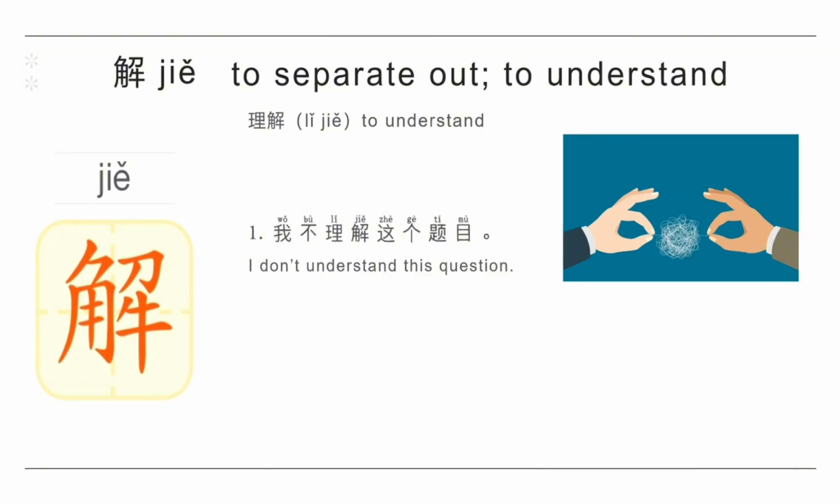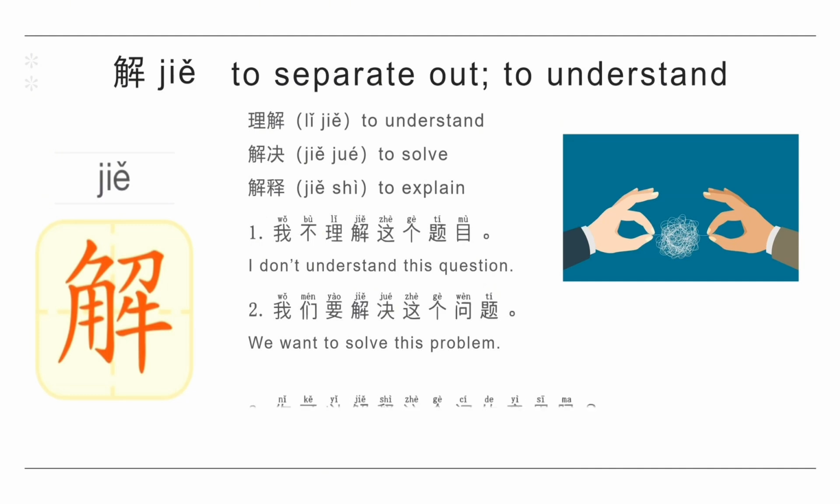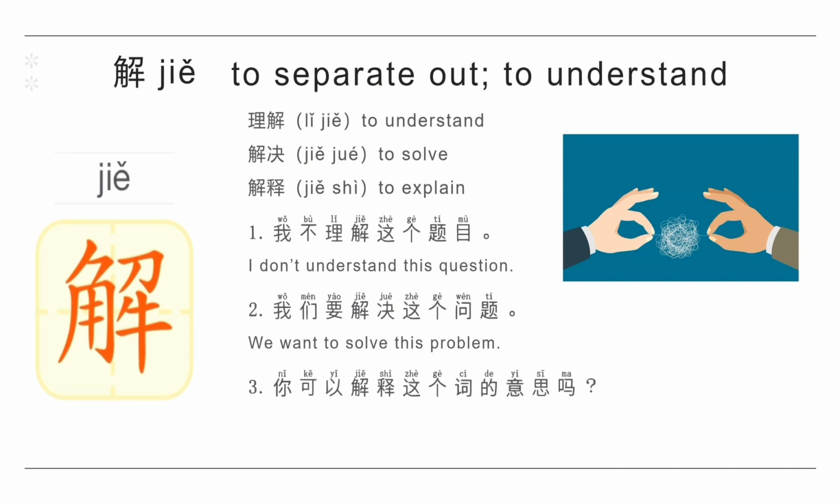理解. 解决 to solve, 解 to separate, 决 to determine. 我们要解决这个问题。We want to solve this problem. 解决. 解释 to explain, 解 to separate, 释 to release, to put out. 你可以解释这个词的意思吗？Can you explain what this word means? 解释, 解.